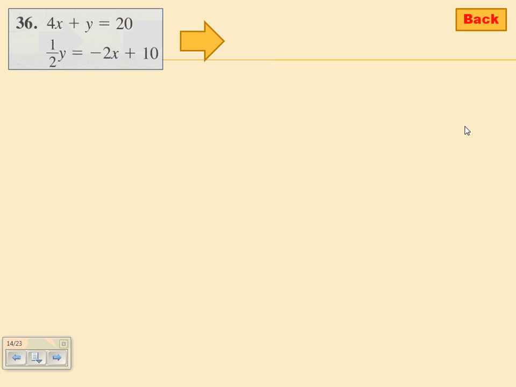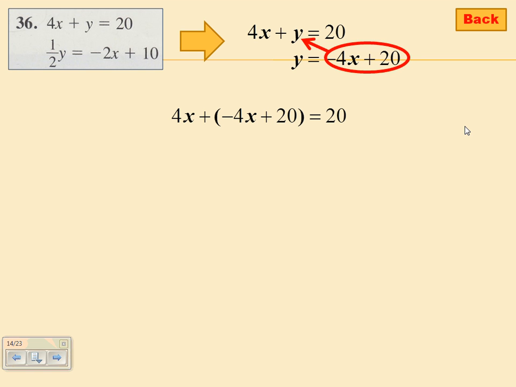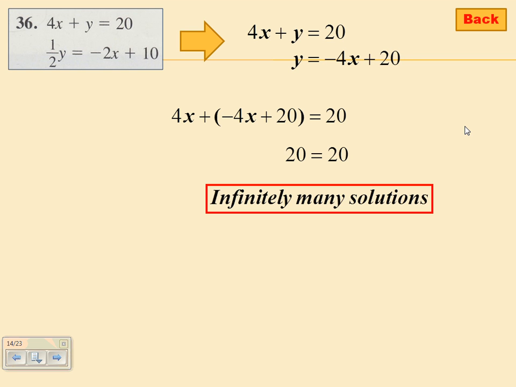If you did it the other way, if you actually solved it by substitution, you would get y by itself. I multiply the bottom equation by 2 to get y equals negative 4x plus 20. Substitute that into y. Simplify that, and then get 20 equals 20, which again gets you infinitely many solutions, or all real numbers.